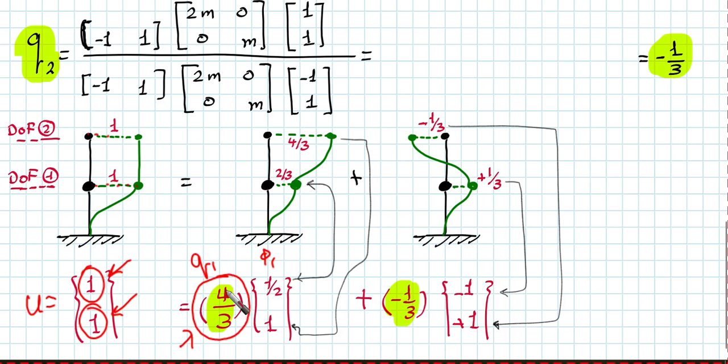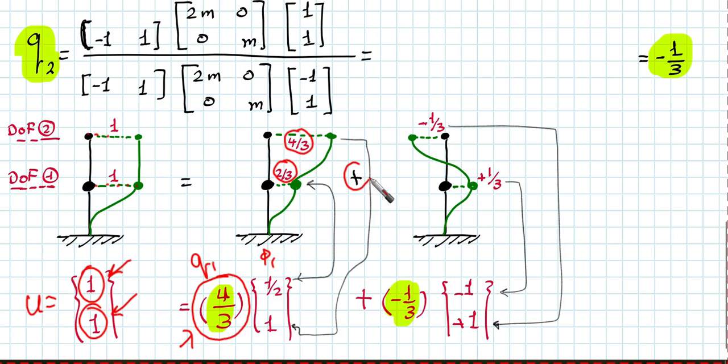If we multiply 4 over 3 times half and 1, 4 over 3 times half gives us the first coordinate here, 2/3, right? 4 over 3 times half gives 2 over 3. The second coordinate is 4 over 3 times 1, so it is 4 over 3, right? This is the second coordinate. So the first mode shape needs to be modified by 4 over 3 in order to give us this amplitude, as you can see here on the screen: 2/3 in the first coordinate, 4/3 in the second coordinate.